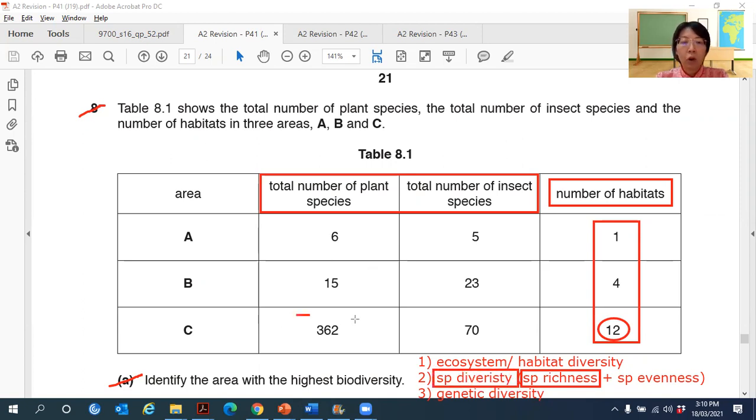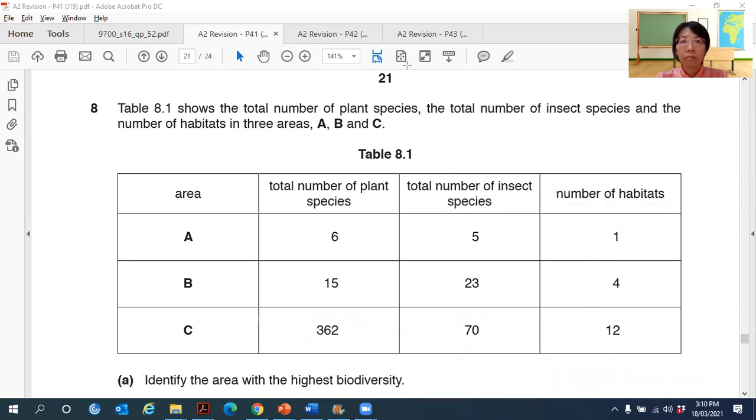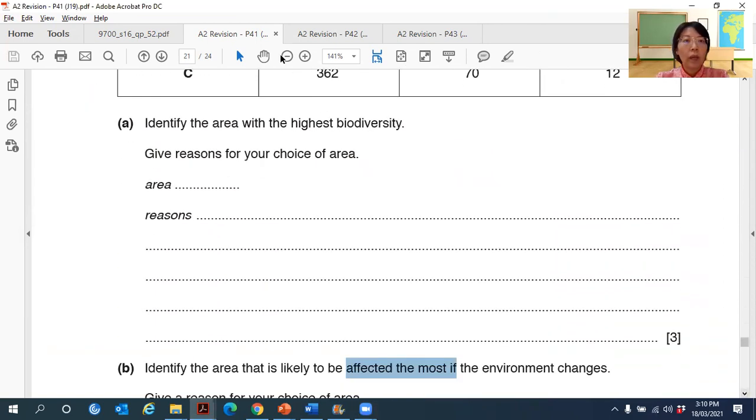So you can see that for C, 3, 6, 2, and 70 is the highest, okay, for the number of plant species and insect species. So all in all, you can see that area C will have got the highest biodiversity. So area C will have the highest biodiversity. So why is it area C got the highest biodiversity?